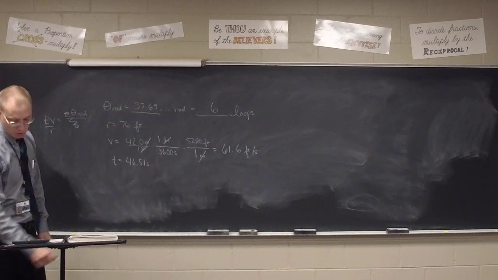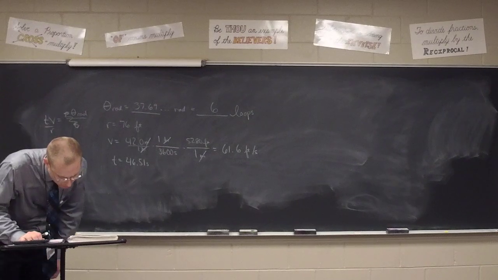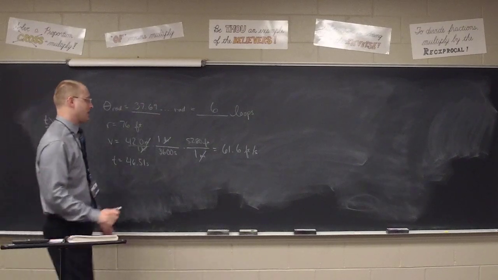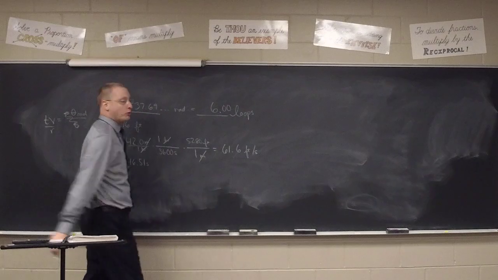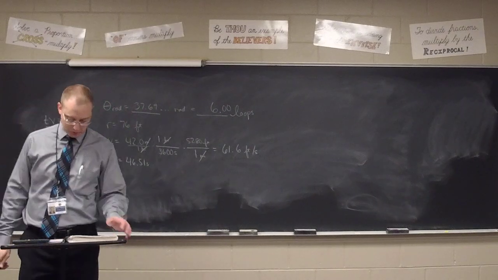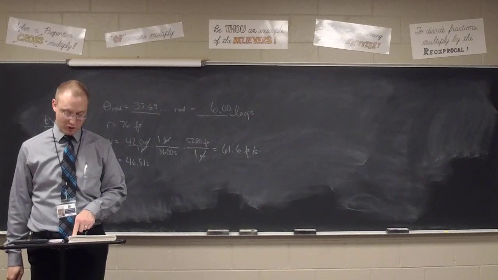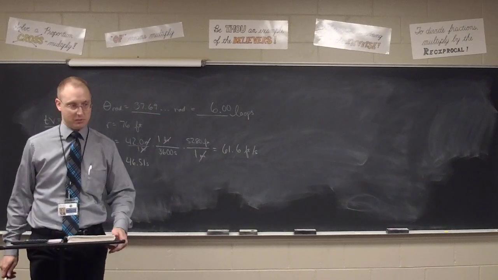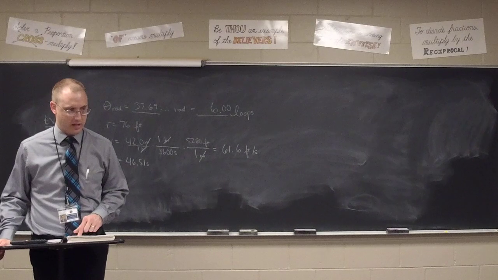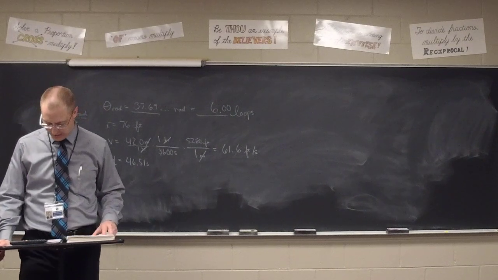In fact, if we went to 3 sig figs, I believe it's 6.00 loops, right? So 6 loops in 46.51 seconds. I'm pretty sure that 46.51 was intentional to give you as close to exactly 6 as possible. But questions on that? All right.